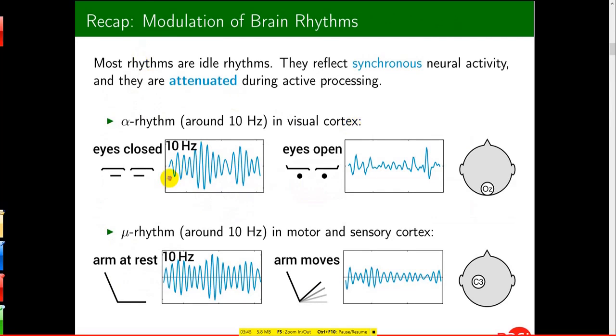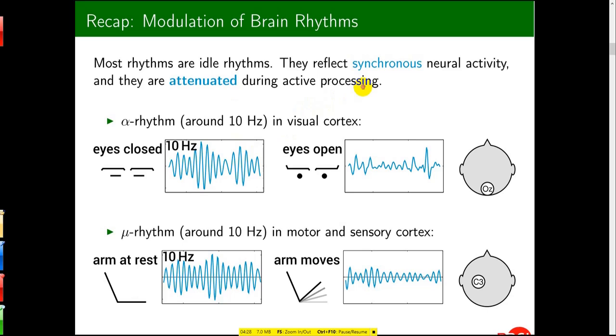How does this happen? Most rhythms are idle rhythms. For example, I said that a brain is a synchronous system, right? All the neurons are firing in a synchronous manner. So the well-known rhythm or synchronous neural activity is called alpha rhythm. Alpha rhythm happens around 10 hertz, from 8 to 10 hertz. It's the frequency band of alpha rhythm, and that happens in your visual cortex.